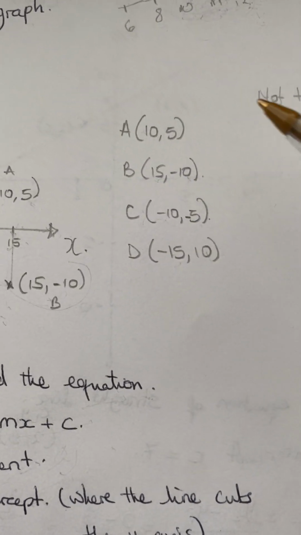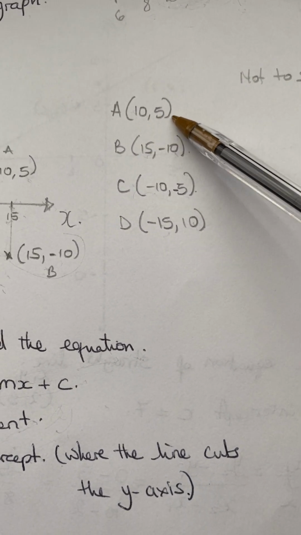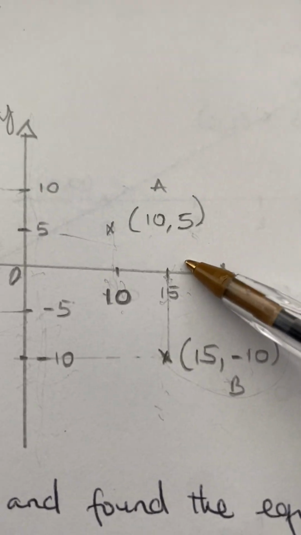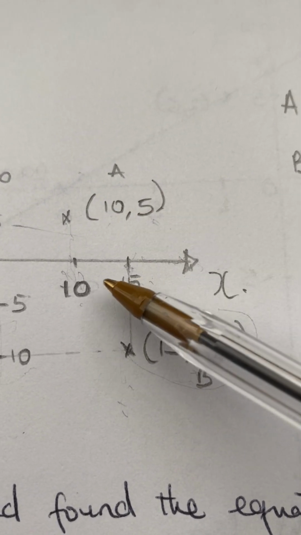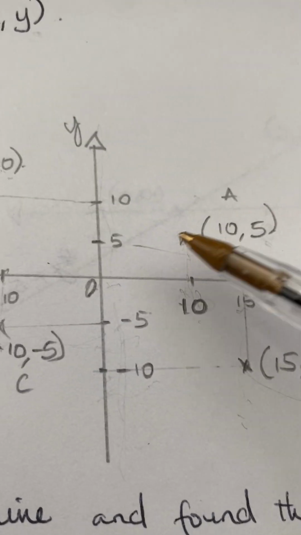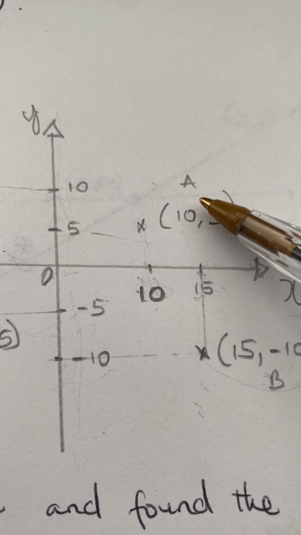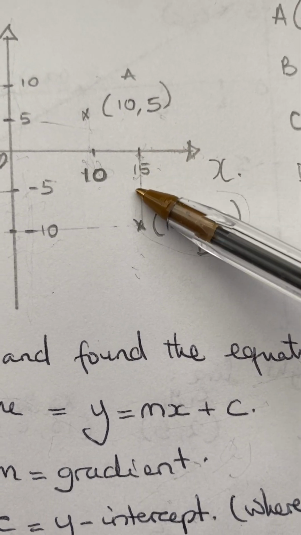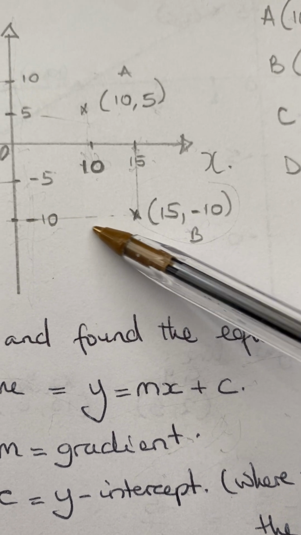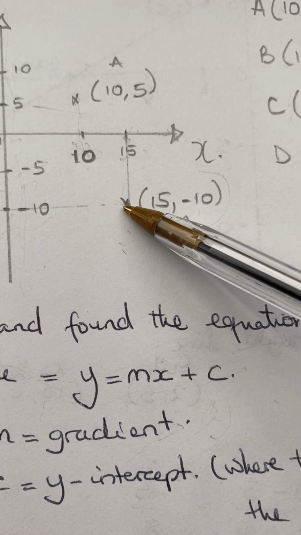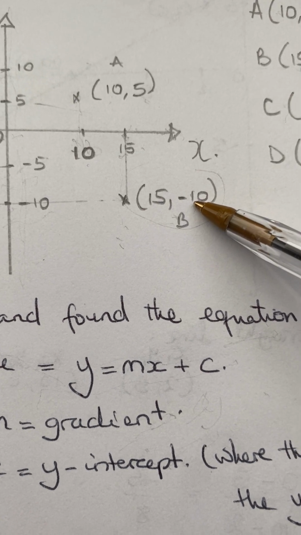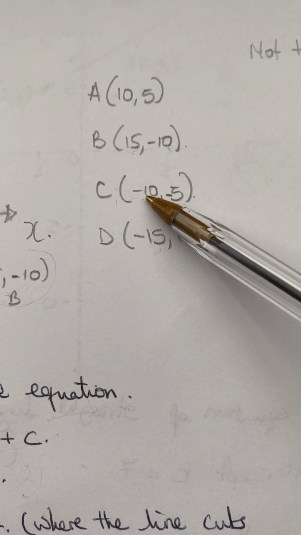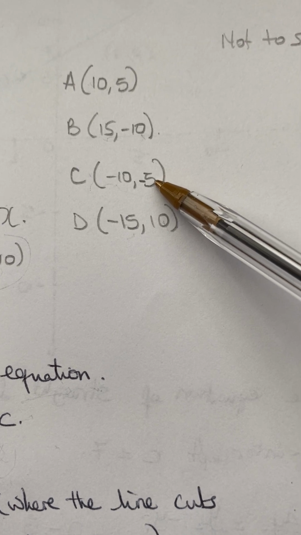Now we want to plot the point (10, 5). So 10 here and 5 on the y. Your x always comes first, so that is your point A. B is (15, -10). So 15 on the x and -10 on the y, so that will be your B point. C is (-10, -5).